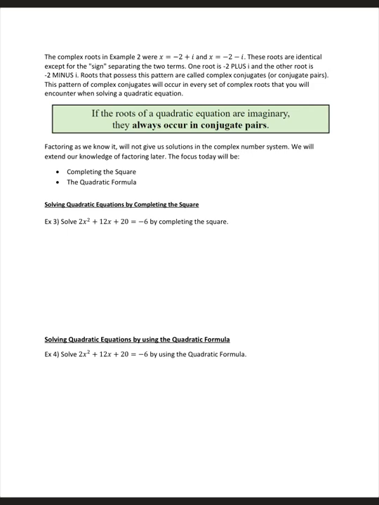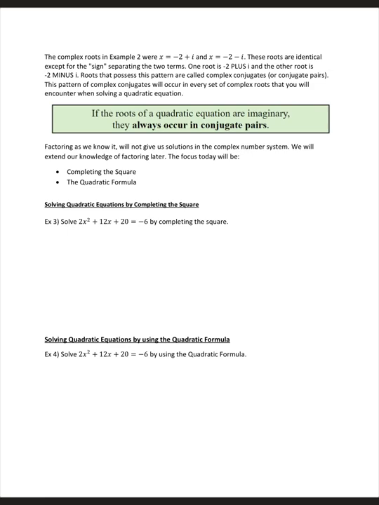2 plus i and x equals negative 2 minus i. These roots are identical except for the sign separating the two terms. One root is negative 2 plus i, and the other root is negative 2 minus i. Roots that possess this pattern are called complex conjugates, or conjugate pairs.